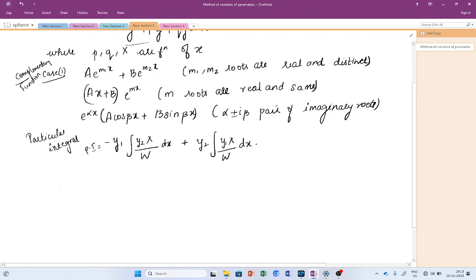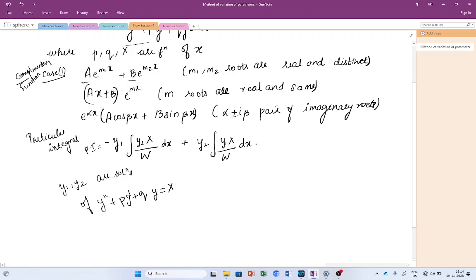y1 and y2 are the solutions of the given equation. What is the solution of this equation? You're writing the complementary function, right? That complementary function is the solution. Since it is of order 2, you'll be having only two constants. So whatever comes along with the constants is called your solution.